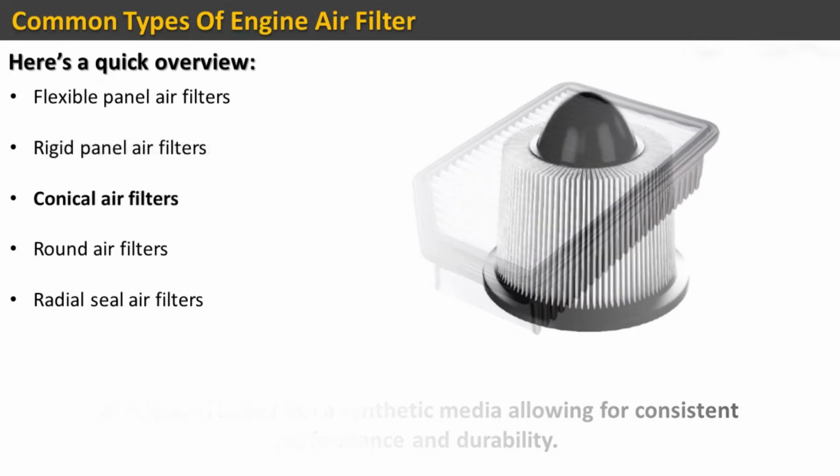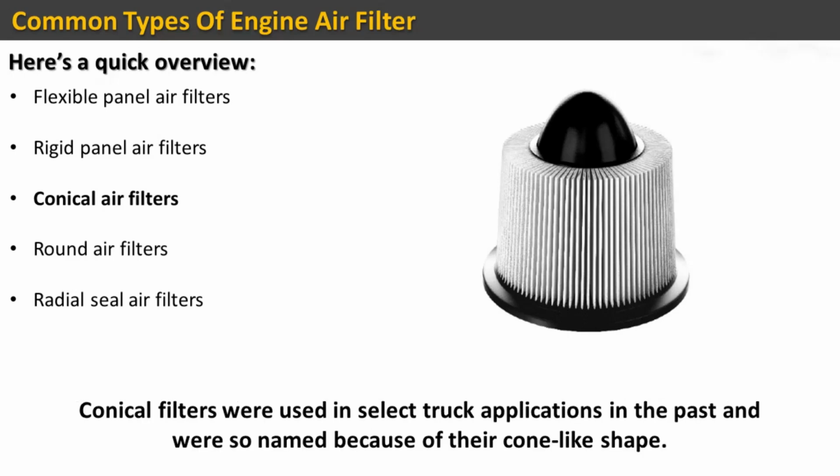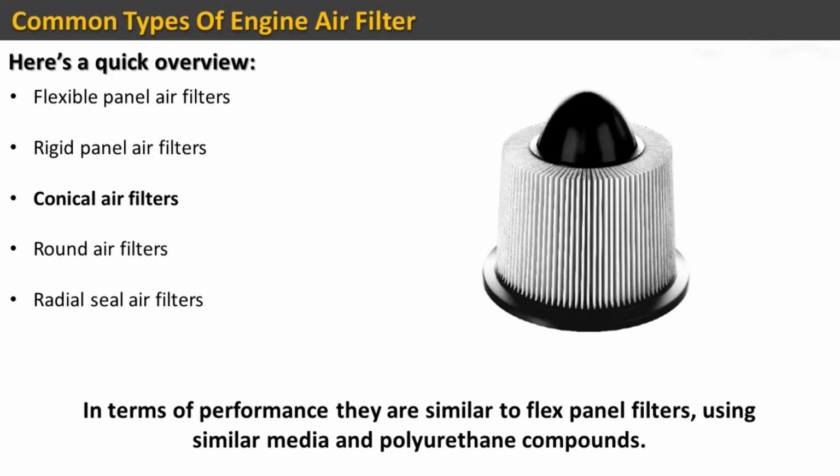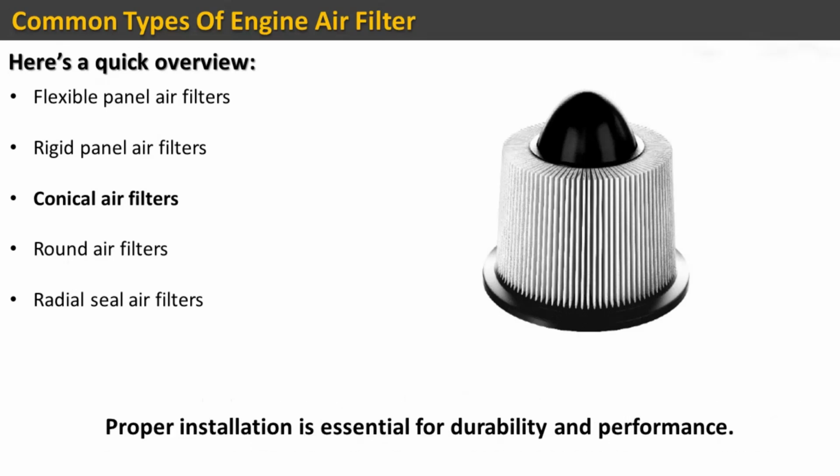Conical air filters. You will see conical filters much less frequently than flexible or rigid panel filters. Conical filters were used in select truck applications in the past and were so named because of their cone-like shape. In terms of performance, they are similar to flex panel filters, using similar media and polyurethane compounds. Installing a conical air filter can be trickier than a standard panel filter because the cone has to sit just right in the housing to ensure air cannot bypass. Proper installation is essential for durability and performance.